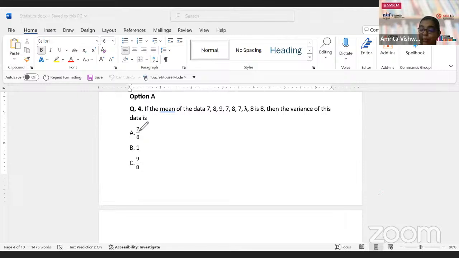The same question often comes in different question papers with different values. Even if the values are the same, maybe 3 sevens are there, 4 eights are there, and maybe 1 nine. So that difference is there. But this question, a ditto type of question, comes in examination. So if the mean of the data 7, 8, 9, 7, 8, 7, lambda, 8 is 8, then the variance of this data is.